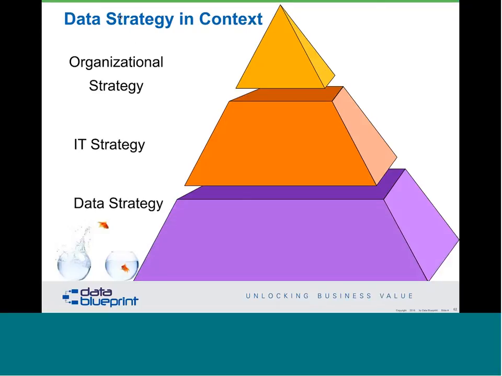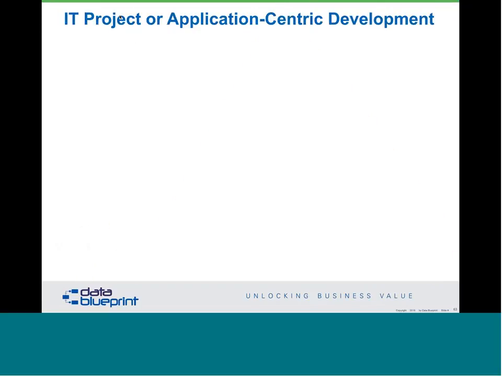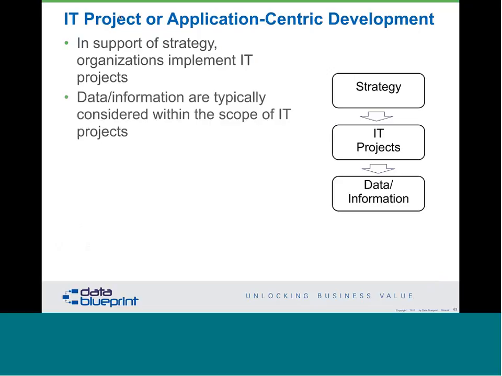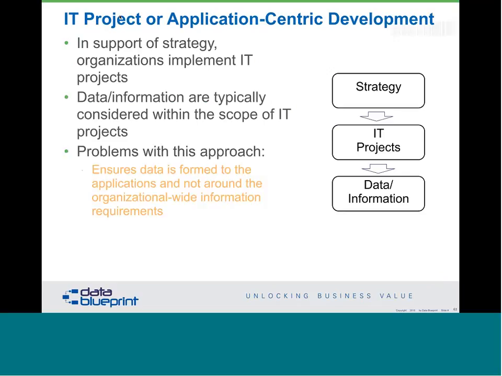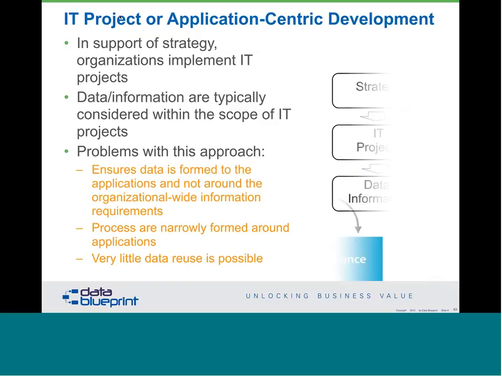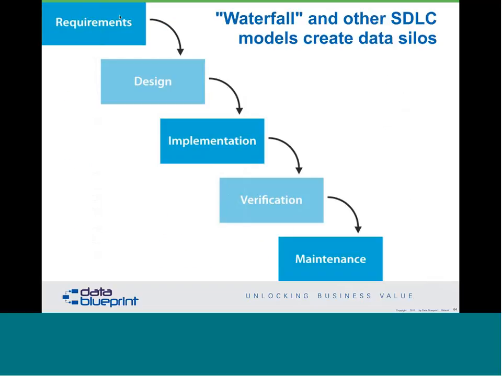There's a problem with this, though, thinking in traditional fashion. If we look at IT project-specific or application-centric development, what it means is that organizations start out with strategy and then they think they should go and implement IT projects. That's a pretty reasonable way of thinking about it. But what that means is that the data is only considered within the scope of the IT project, which means that the data is formed around the applications and not around the organization-wide requirements or around the shared requirements. It means that the processes are narrowly formed around the apps and very little data reuse is possible. The reason for this is because we've taught people wrong for all of these years.